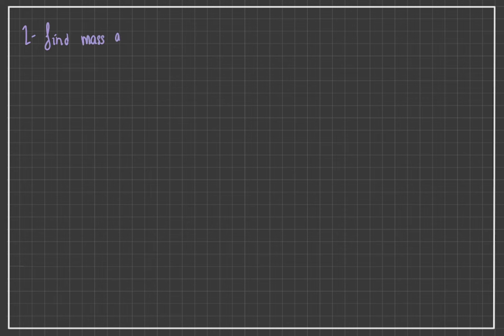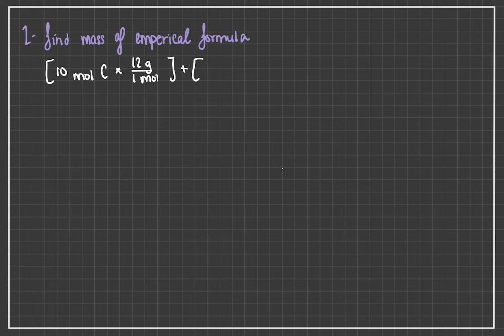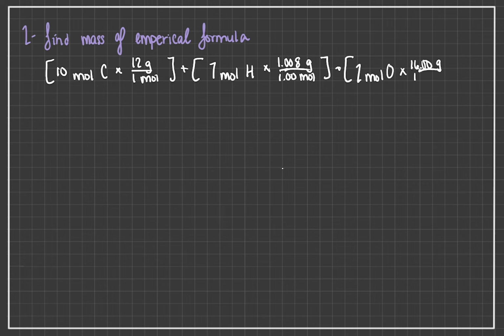Now, using this empirical formula that we find, we're going to do step 2, which is finding the mass of the empirical formula. So you're going to multiply the amount of moles that you have. So you have 10 moles of carbon. You're going to multiply that by 12 grams, which is the molar mass. And you're going to do that for all of them. And you're going to find that the mass of the empirical formula is 159.06 grams per mole.